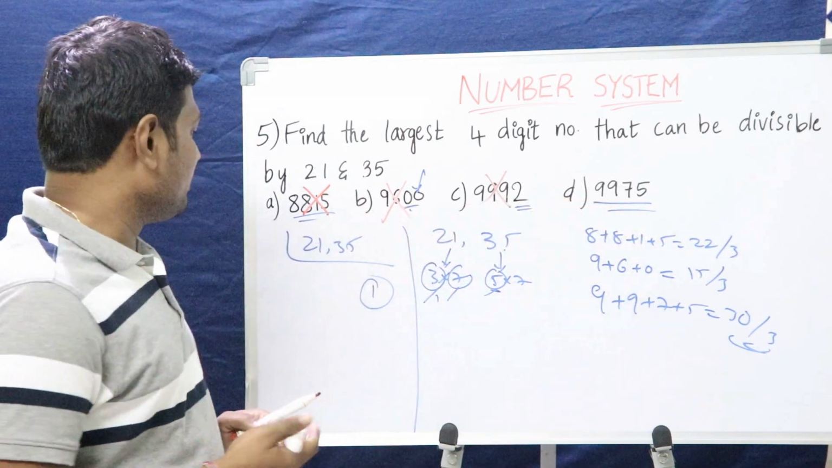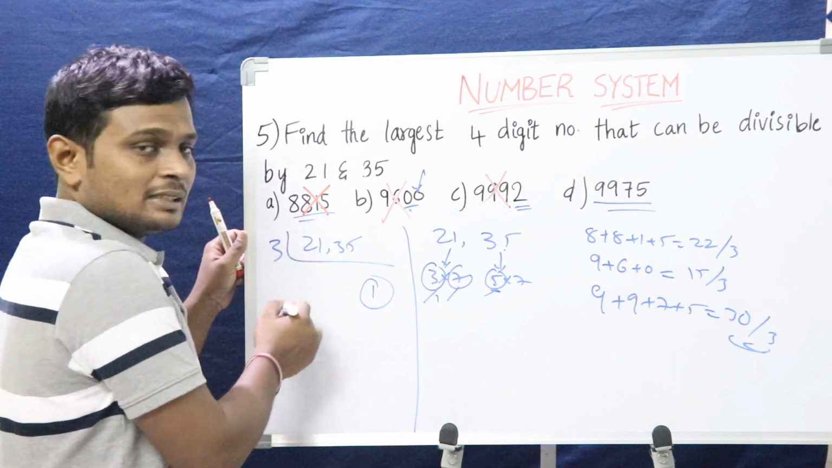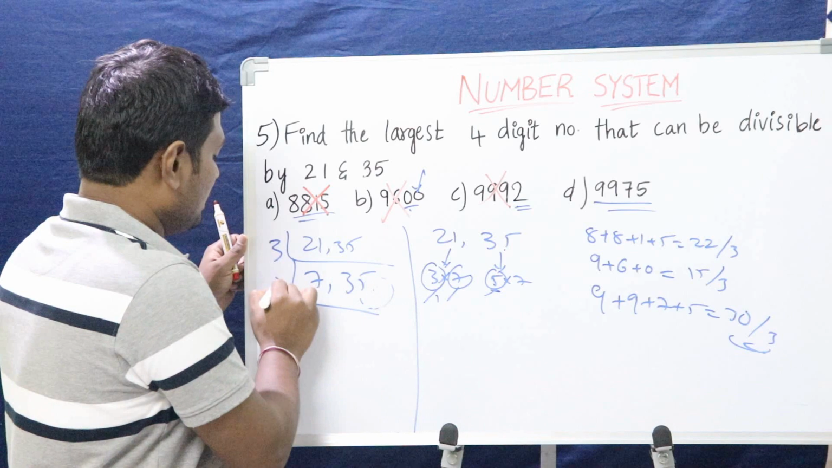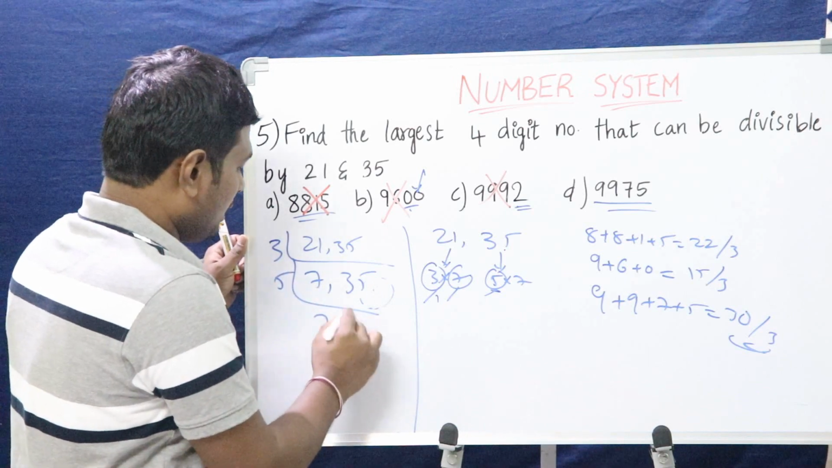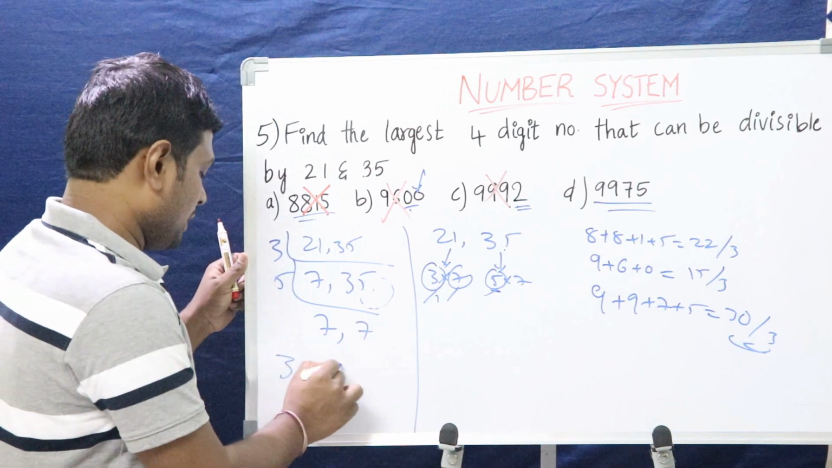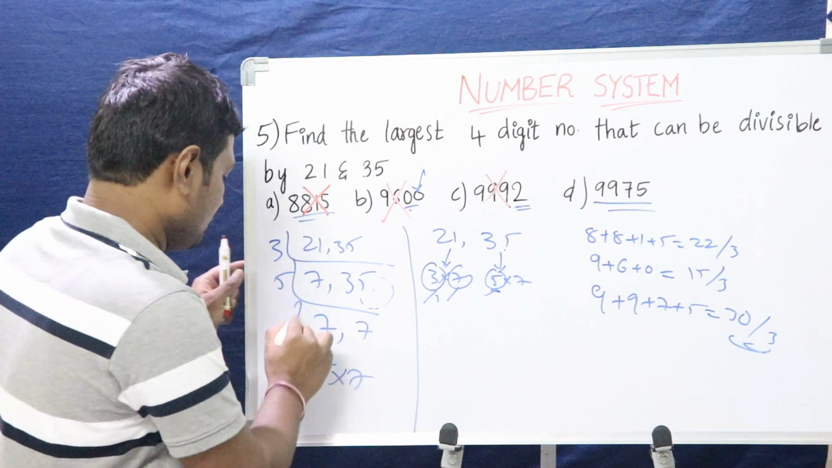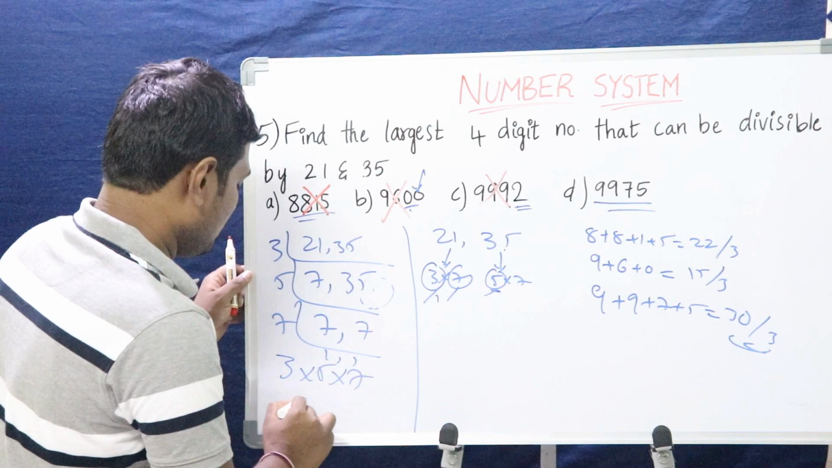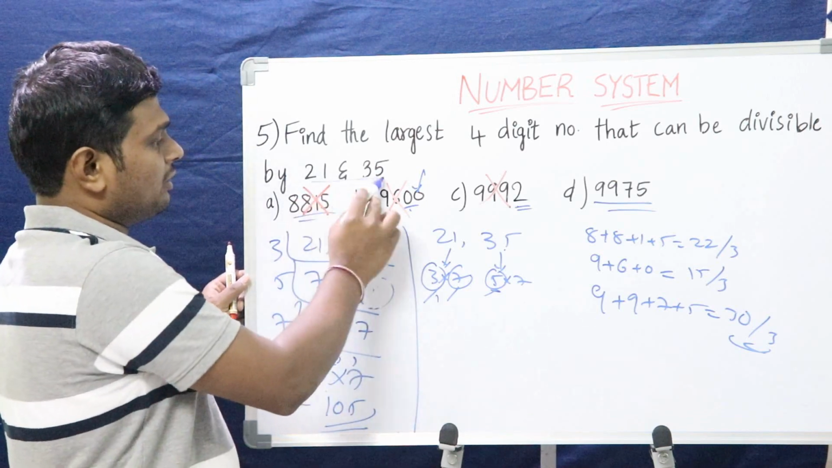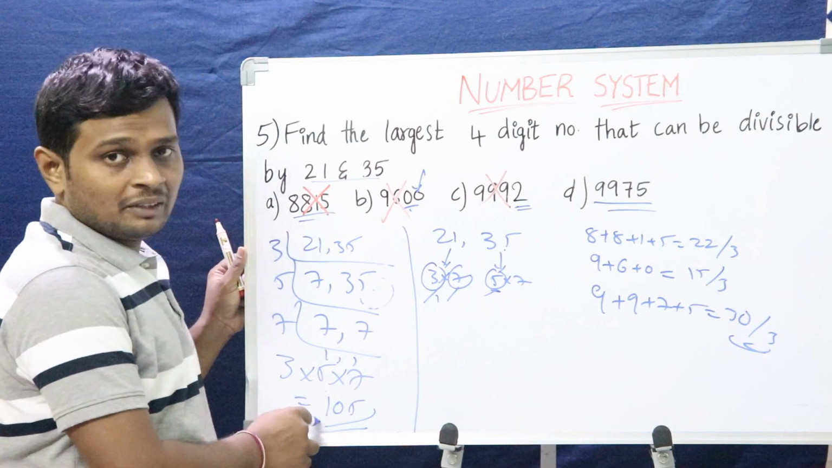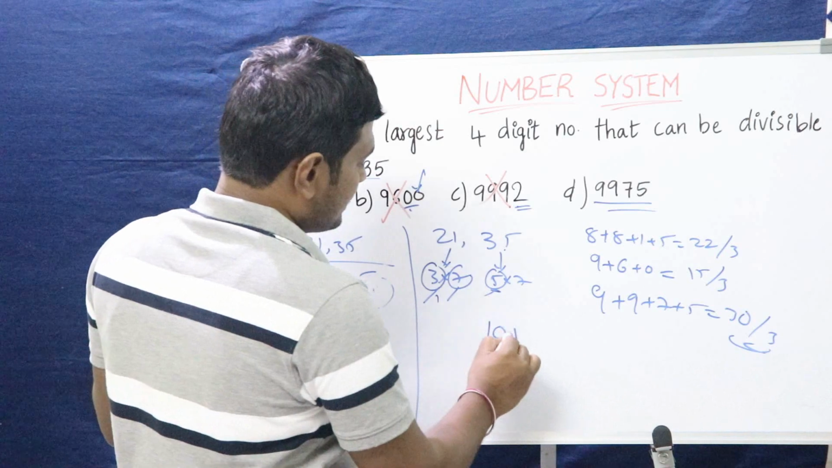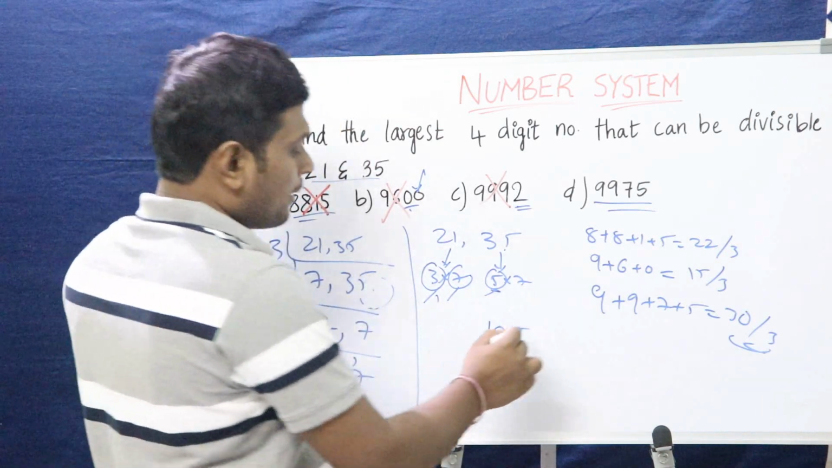What is the traditional way to find out? We need to find out the LCM. 3 7s are 21, and then 35, 5 7s, and then the 7. 3 into 5 into 7, we are left with 15 7s, which are 105. In order to get it divisible by 21 and 35, it should be divisible by 105. How can we find out 105?